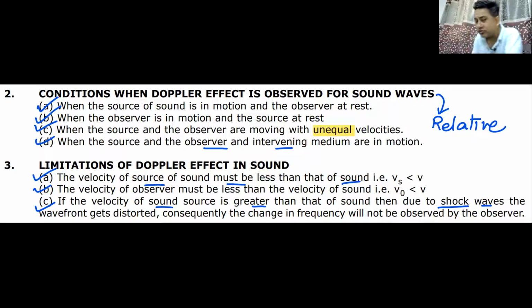Similarly, your observer should be moving with a velocity much less compared to the velocity of light. Do we understand this? Yes or no? I'll give you a minute to note it down.